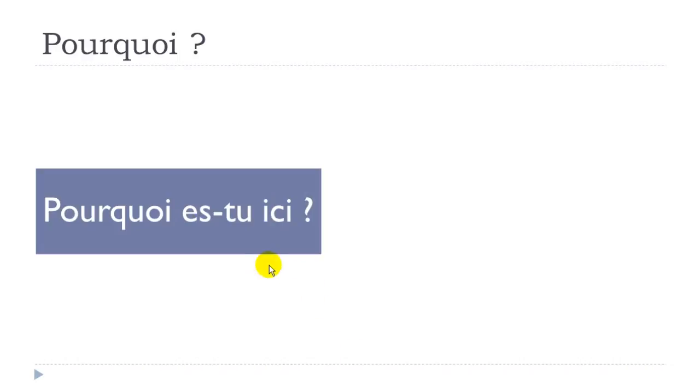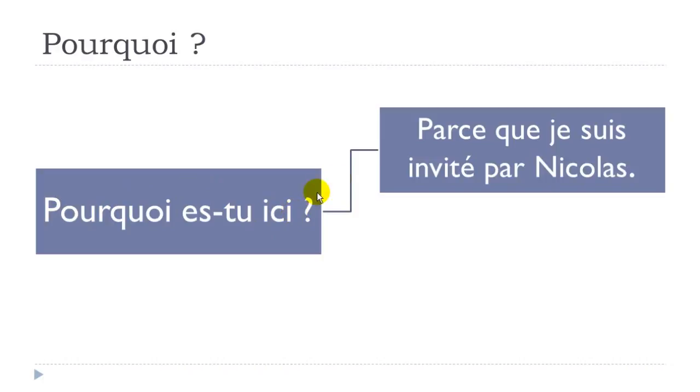First question, pourquoi es-tu ici? Ici means here. Es-tu, are you? Why are you here? So the first answer, parce que, so because, je suis invité, I am invited, by Nicolas. Because I am invited by Nicolas. Parce que je suis invité par Nicolas.